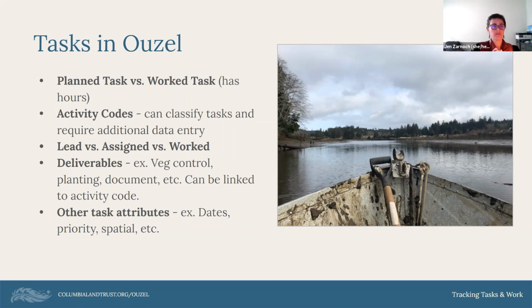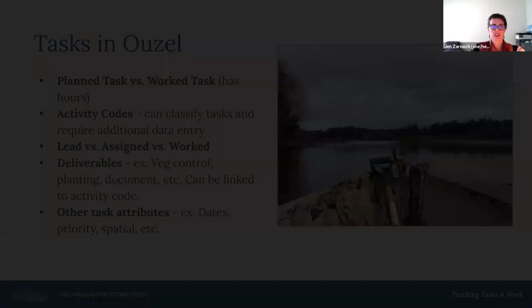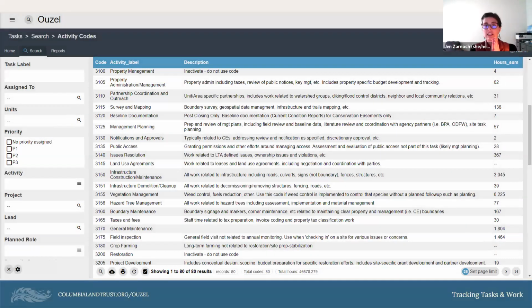And then we have other task attributes, as I mentioned, dates, priority, etc. So let's look at some examples. Oh, this is our activity codes. So again, these are very detailed. It's not intended necessarily that you read them all. You'll have this for reference in the slides.